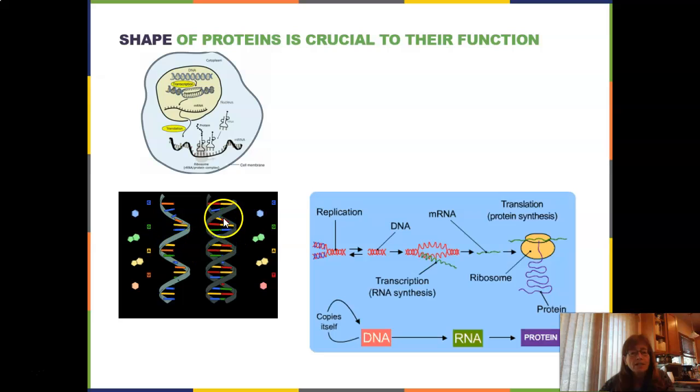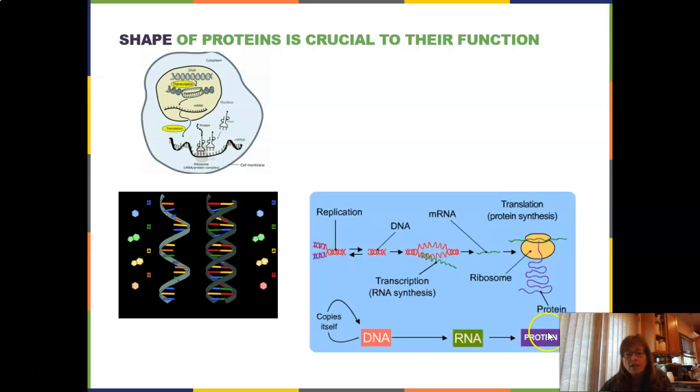But this is a code, and this is a code for proteins. So all of the DNA that you have in your cells is coding for various proteins. That information has to leave the cell, so there has to be something that tells the DNA that a protein needs to be made, and a part of that DNA is going to get copied, and then it's going to ultimately get translated into this thing we call a protein.